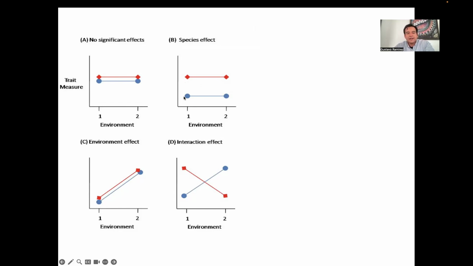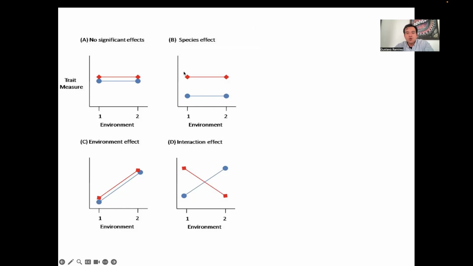Okay, looking at the second plot here, in panel B, we see that across both environments, there are differences in the means of the males and the female Komodo dragons, or whatever you want this to be. And those differences would indicate a species effect, because independently of which level of the factor of environment, basically independently of which island you're on, the males are heavier than the females. So there's a species-driven effect.